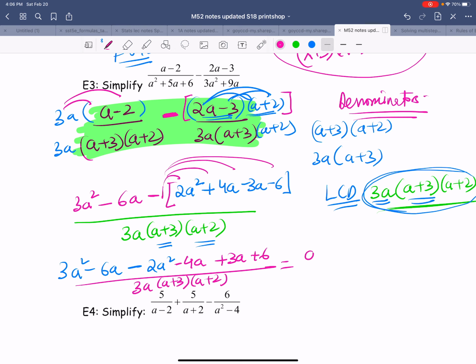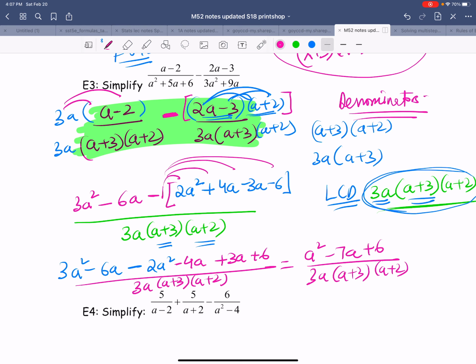3a squared minus 2a squared is a squared. Negative 6a, negative 4a is negative 10a, plus 3a is negative 7a, and then plus 6 over 3a times a plus 3 times a plus 2.